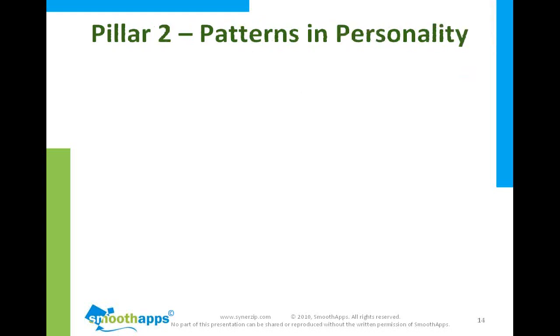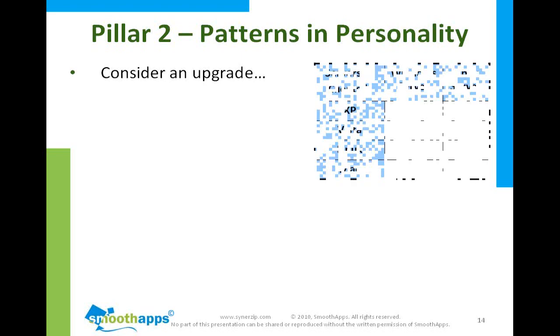So let's move on to our second pillar of this framework, and we're going to talk about patterns in personality type. And I'm going to start with an example or an analogy. So let's suppose there is an organization which has a product with a client-server architecture, and they are planning for their next software upgrade.